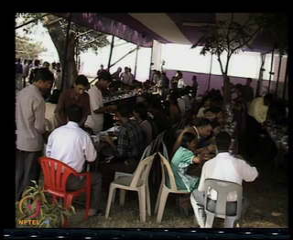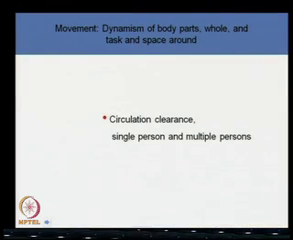A similar thing can also be considered in a community feast. If someone wishes to come out, unless the other people finish, it is difficult to move out. So, what will be the gap in between, this needs to be thought of. Accordingly the space arrangement has to be developed. So, we can say that circulation clearance is necessary for single person and multiple persons' use.